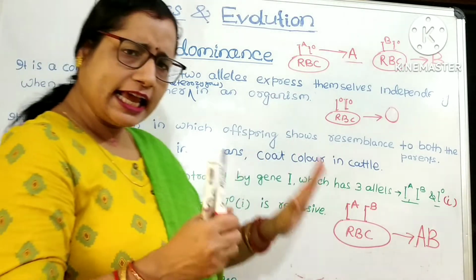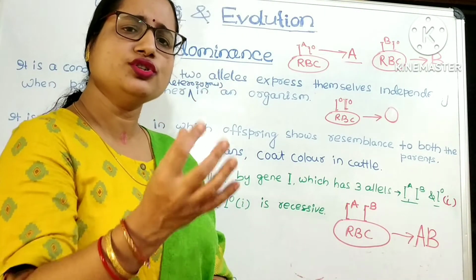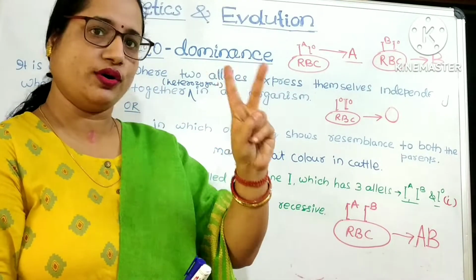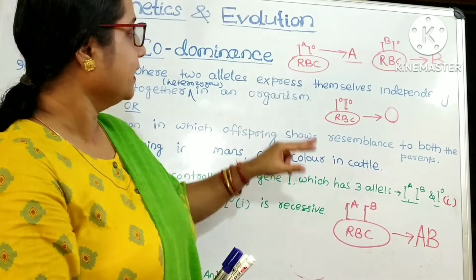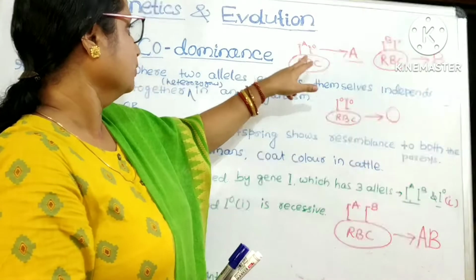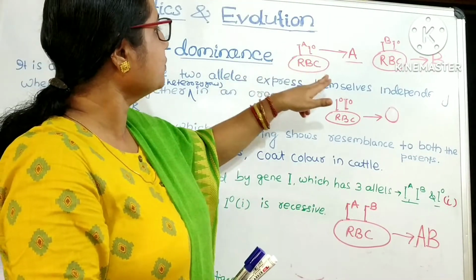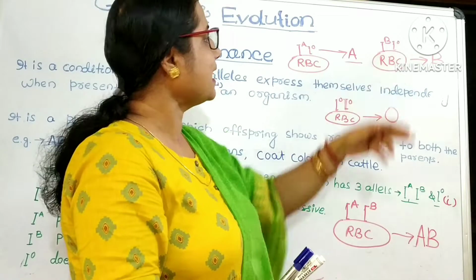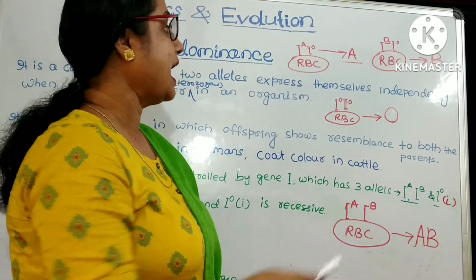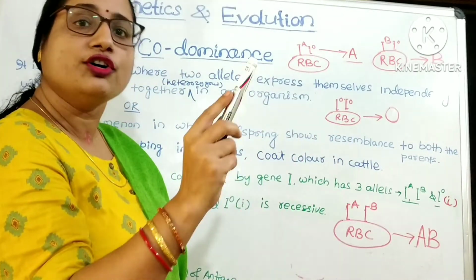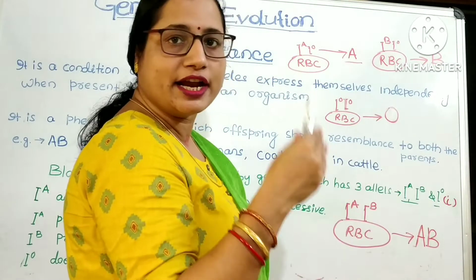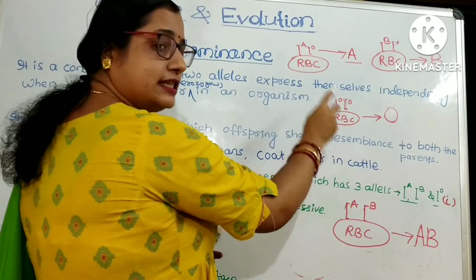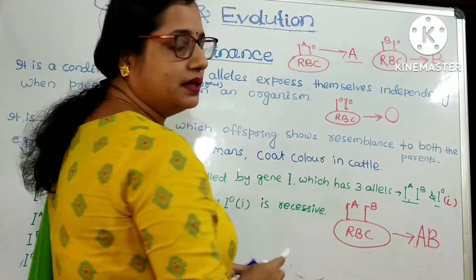In the case of a human being, which is a diploid organism, a person contains two alleles out of the three. When IA and IO are present, IO is the recessive character, so IA produces the sugar or antigen A, and the blood group will be A. When IB and IO are present on the surface of RBC, IB produces antigen B or sugar B, and IO does not produce any kind of sugar or antigen, so the blood group will be B. When only the recessive alleles IO and IO are present, the blood group will be O.